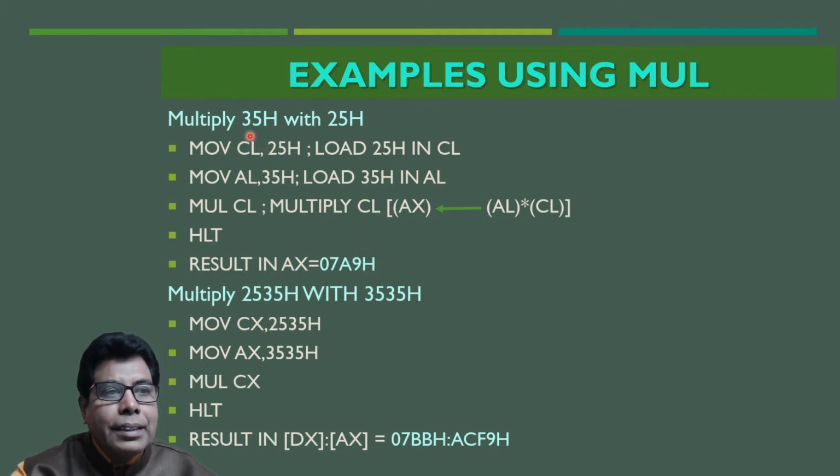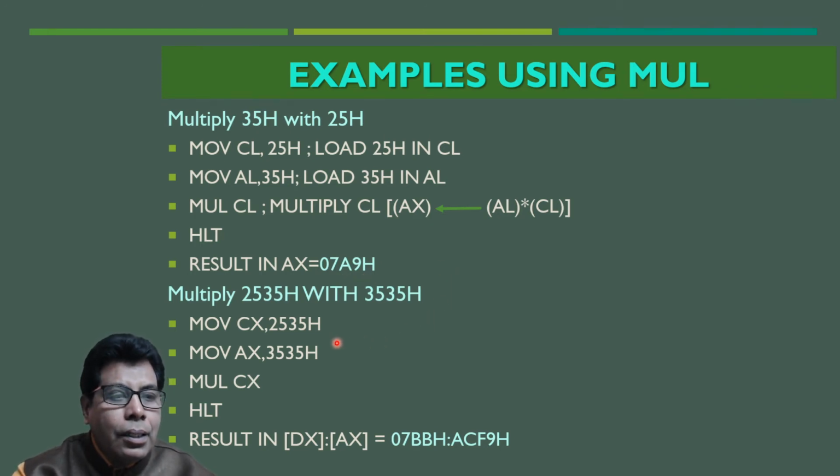So here, the first example, multiply 35H with 25H. First we load the 25 into the CL register. Then we load the 35 into the AL register. And then we use the MUL CL instruction. So this will multiply CL with the AL register. AL and CL are multiplied and the result will be stored in the AX register. And then we halt. So the result will be available in AX register, 07A9.